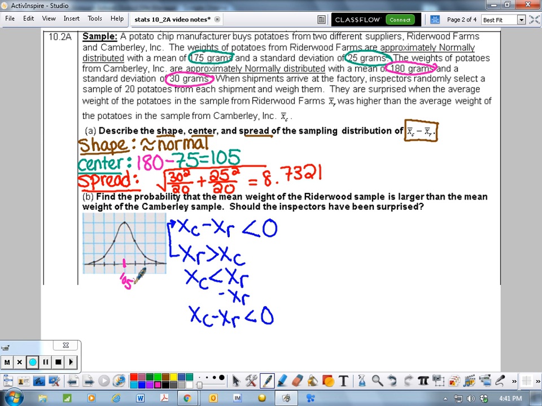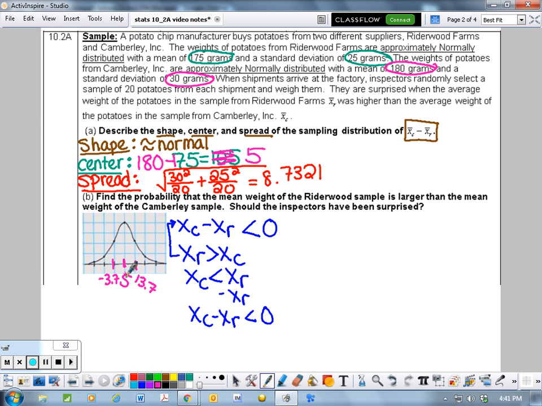Oh, that's 175. No wonder that seems so weird. This is 175, so this is just 5. So we're centered at 5. Much better. And then we have a standard deviation of 8.7. So 5 plus 8.7 gives me 13.7 right here. 5 minus 8.7 gives me negative 3.7.